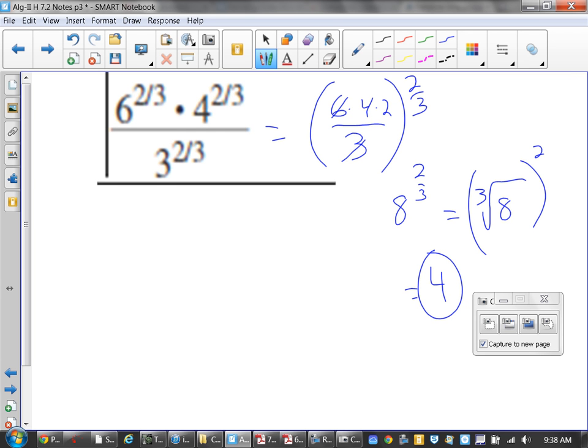I'm using these properties of the power to power, the distributive property of the exponent. I take the stuff out, write it as one big fraction since they all have the same exponent, simplify the fraction, and then put it back together. Just working back and forth.